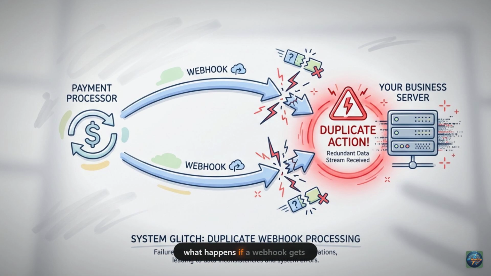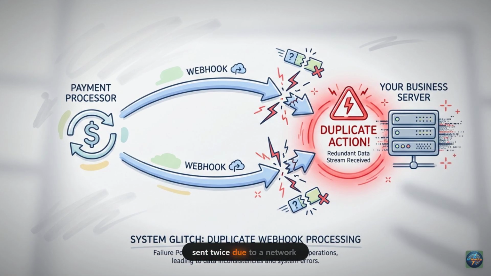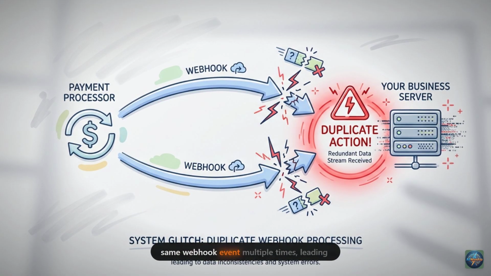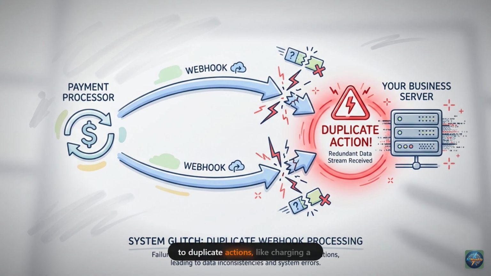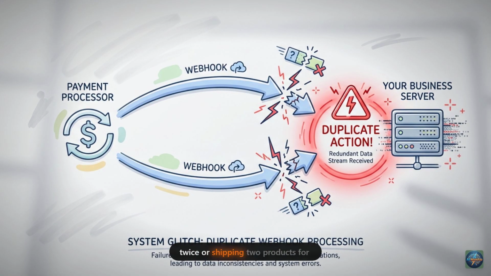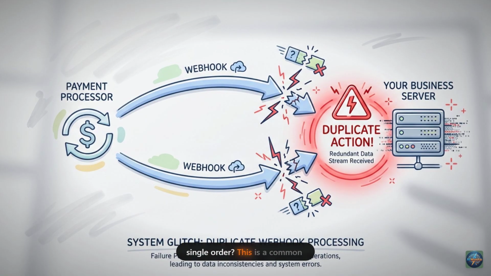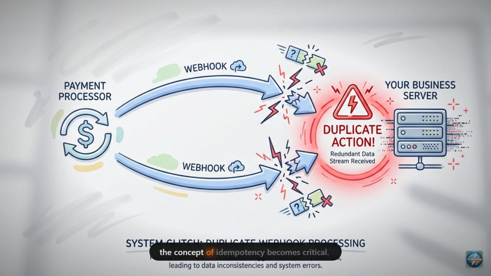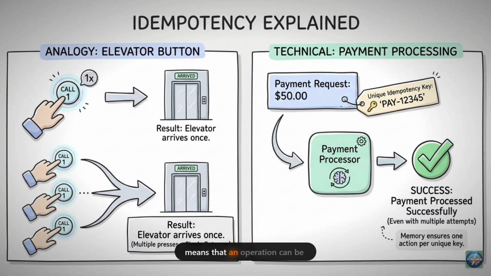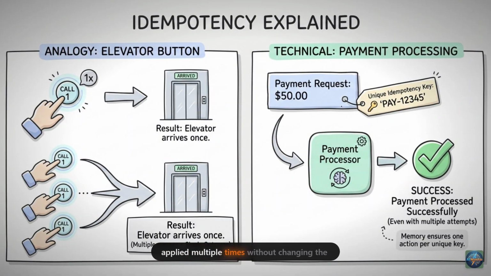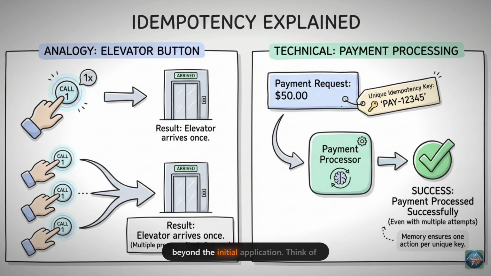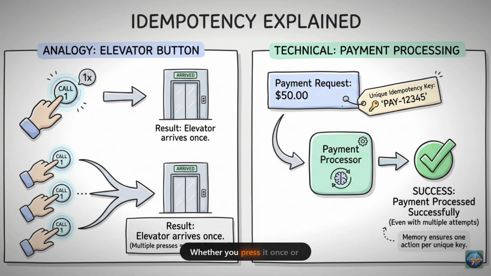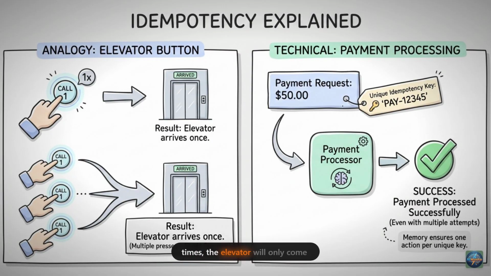But what happens if a webhook gets sent twice due to a network glitch? Or what if your server processes the same webhook event multiple times, leading to duplicate actions like charging a customer twice or shipping two products for a single order? This is a common challenge in distributed systems, and it's where the concept of idempotency becomes critical. Idempotency means that an operation can be applied multiple times without changing the result beyond the initial application. Think of it like pressing an elevator button. Whether you press it once or 10 times, the elevator will only come once.